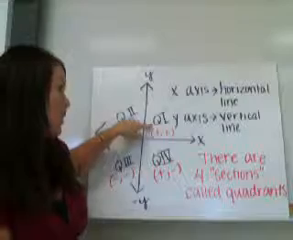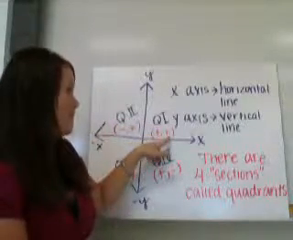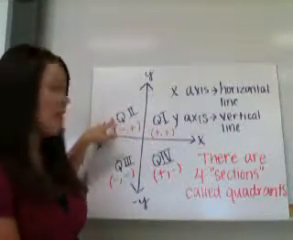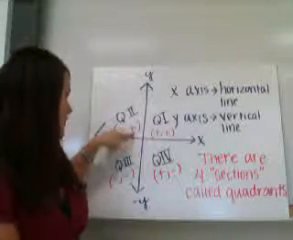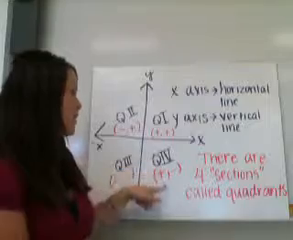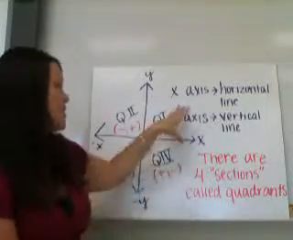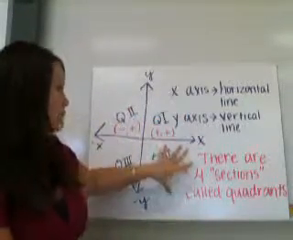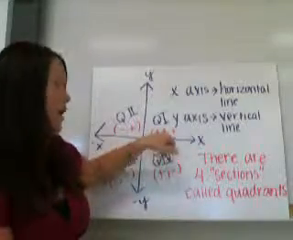Quadrant 1 right here is positive and positive. Quadrant 2 is right beside it, and that is negative and then positive. Quadrant 3 is both negative, and then quadrant 4 is positive and negative. So each section has its own quadrant, which is going to contain either positive or negative.